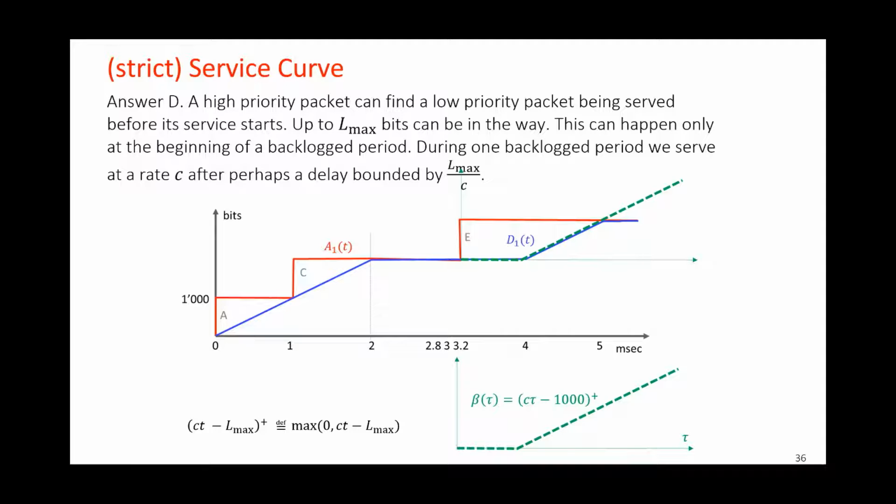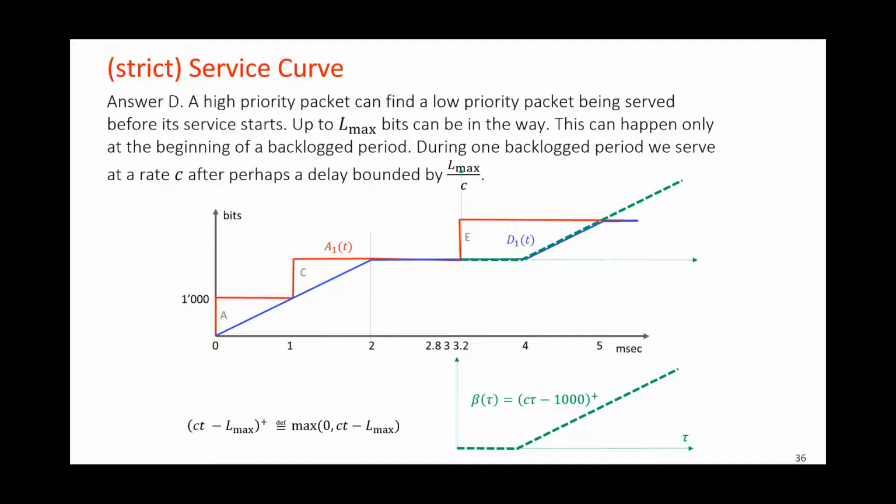But there is preemption. What happens due to preemption is that a high priority packet can find a low priority packet being served before its service starts. So how long can this interruption last? It depends on the maximum size of the packets of low priority. And this can happen only once at the beginning of a backlogged period.